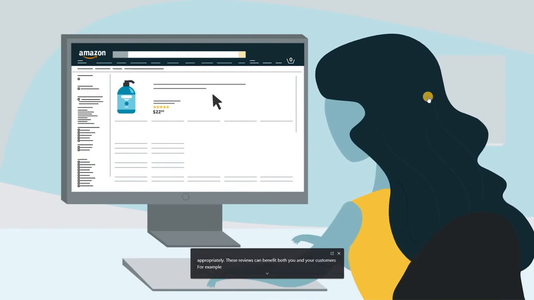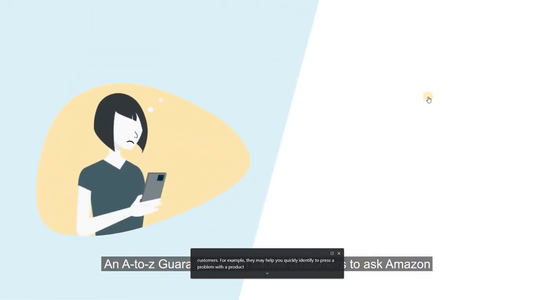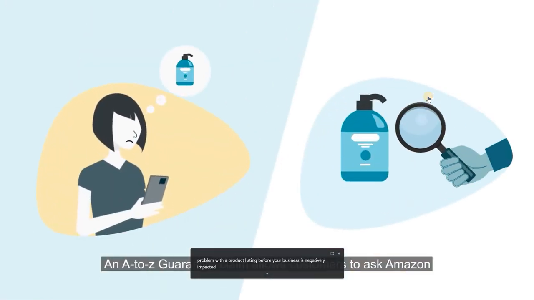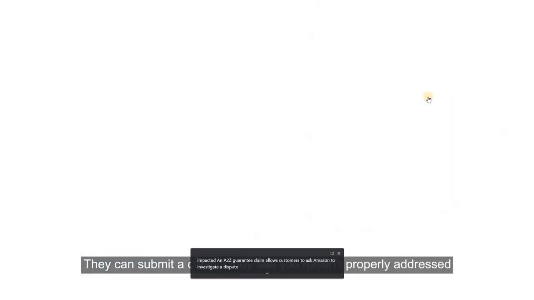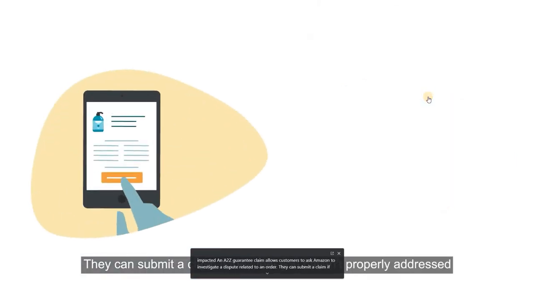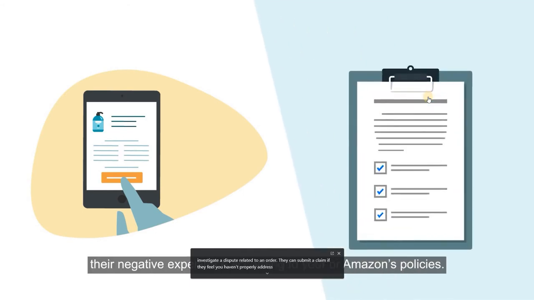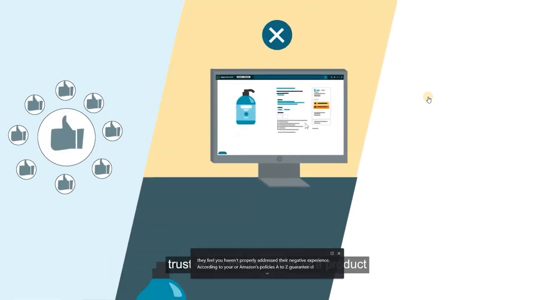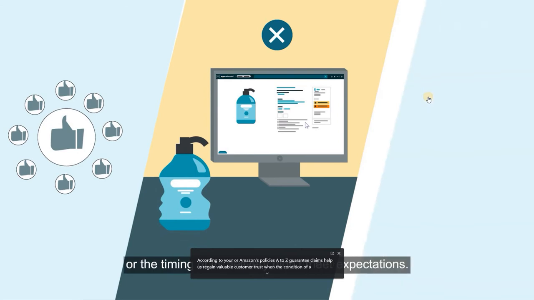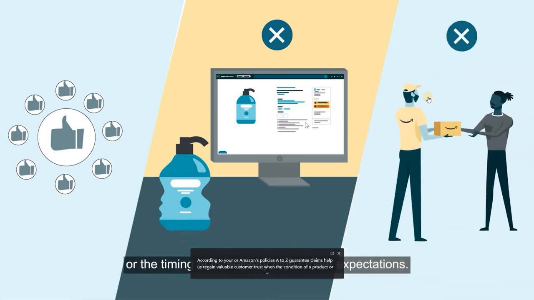An A to Z guarantee claim allows customers to ask Amazon to investigate a dispute related to an order. They can submit a claim if they feel you haven't properly addressed their negative experience according to your or Amazon's policies. A to Z guarantee claims help us regain valuable customer trust when the condition of a product or the timing of its delivery didn't meet expectations.